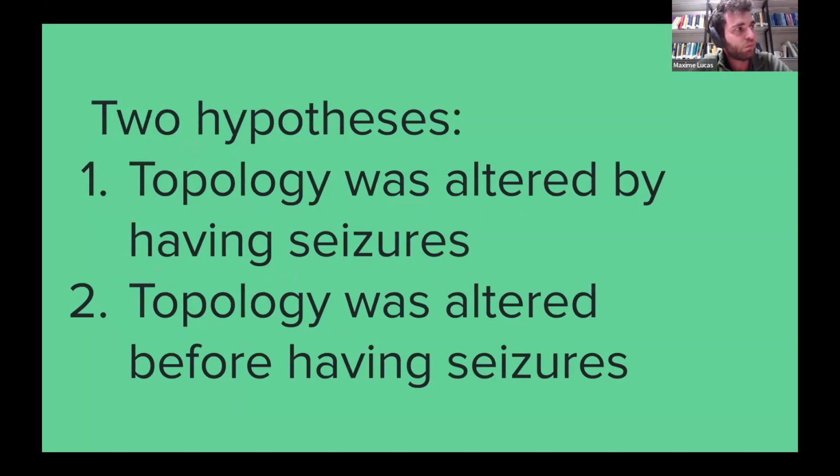And so here we have two hypotheses, right? Either the topology was altered by having the seizures, okay? Or it could also be that the topology was different before the seizures just because the fish was prone to having seizures and then it had seizures. Of course, with our data, we cannot differentiate between these two hypotheses, right? But in both cases, it's interesting. And it would be nice, maybe with some further experiments, to be able to differentiate between these two hypotheses.